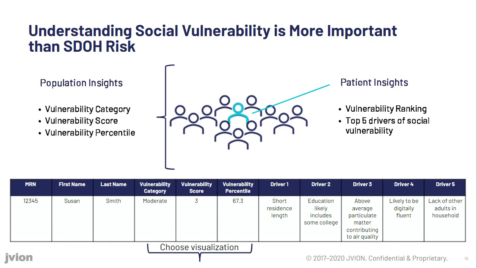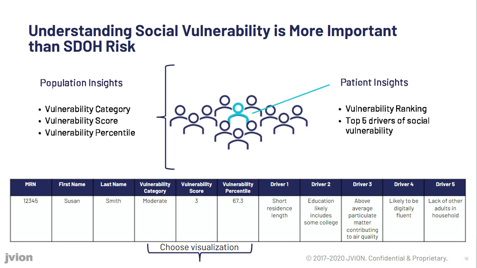So, here for this example, it's short-term residency length, their education, their air quality, their likelihood to be digitally fluent, and the lack of other adults in the household. Something like likelihood to be digitally fluent is a double-edged sword. Sometimes it's really beneficial because they can get on the internet, find good information, and connect with peers or other people going through the same experience online, but it also means they're exposed to poor advice and to solutions that may not actually help them.